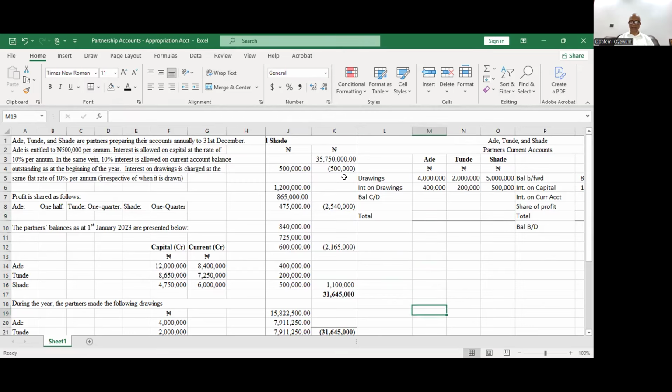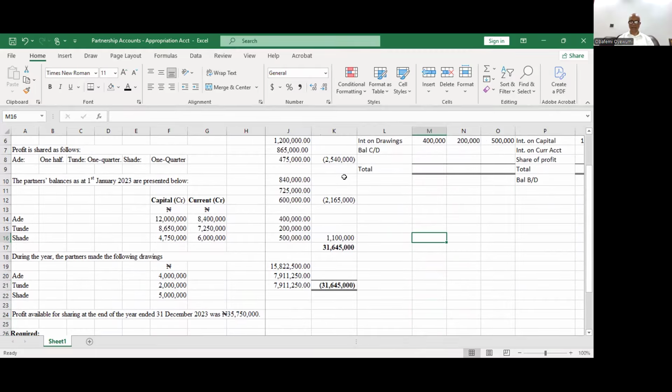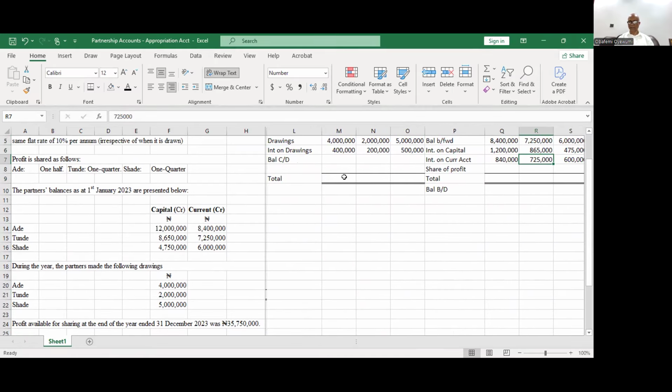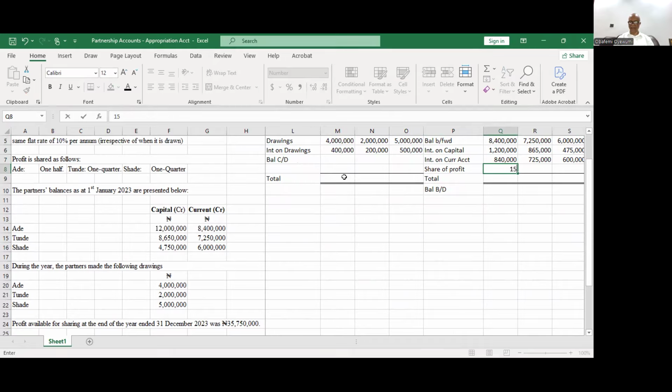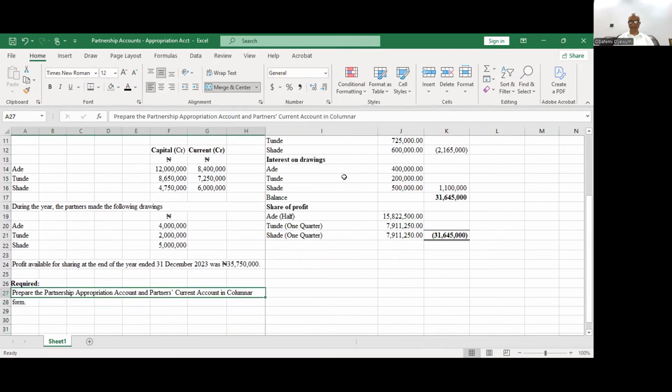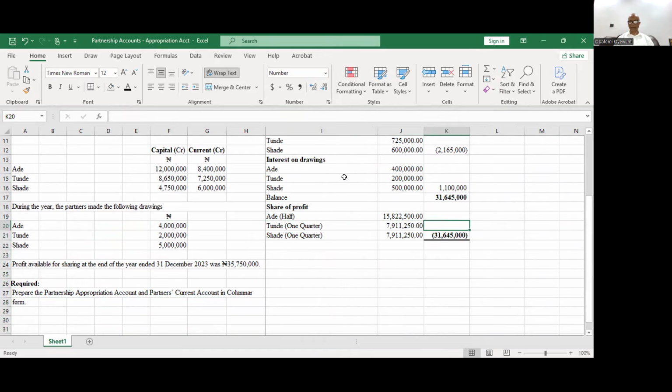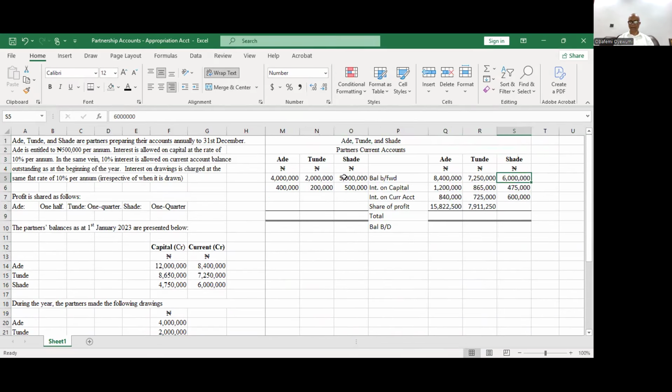The last one will be the share of profit. Share of profit 15.822 and then 7.911 and then 7.911. So that's what we have. Interest on share of profit. We have 15,822,500. Then we have 7,911,250. Let me confirm. Yes, 250. And then we also have 7,911,250,000. All right. So we can sum up everything now.